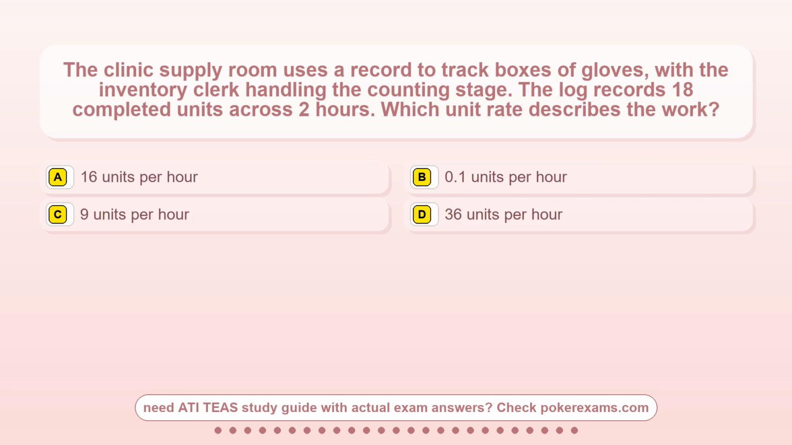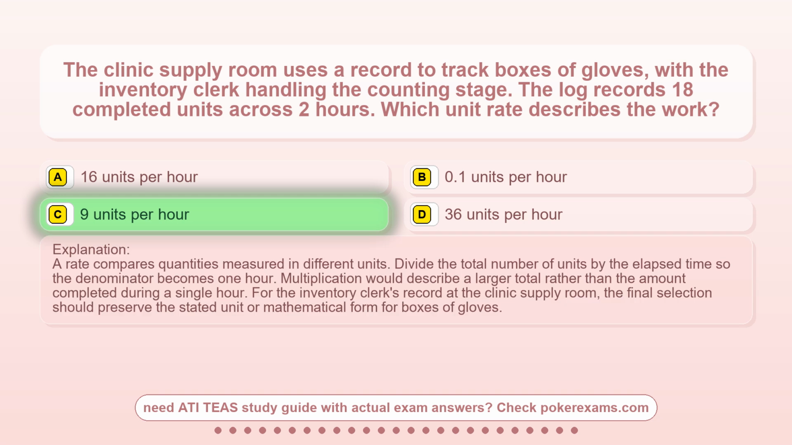Question 5. The clinic's supply room uses a record to track boxes of gloves, with the inventory clerk handling the counting stage. The log records 18 completed units across 2 hours. Which unit rate describes the work? Option A, 16 units per hour. Option B, 0.1 units per hour. Option C, 9 units per hour. Option D, 36 units per hour. The correct answer is option C, 9 units per hour.